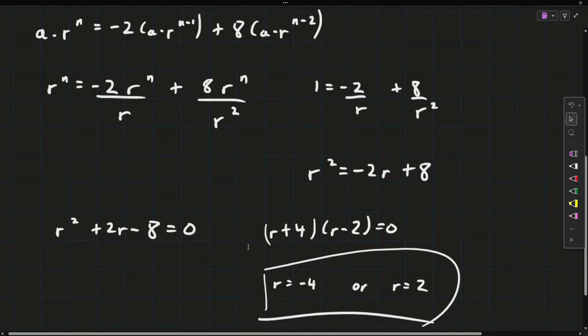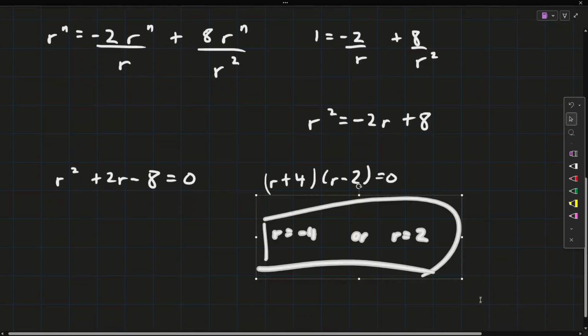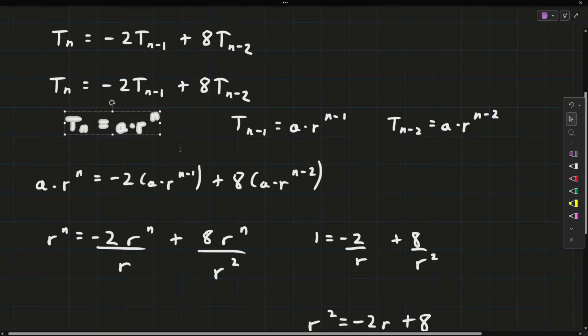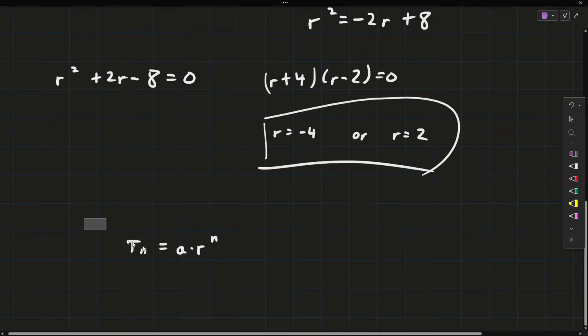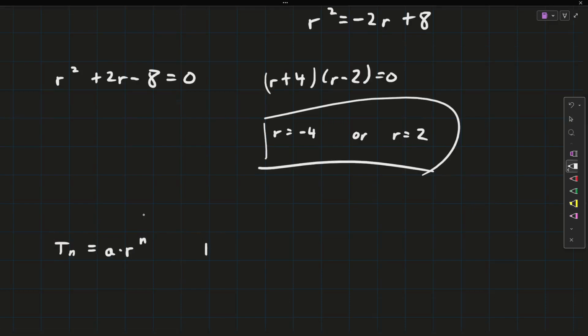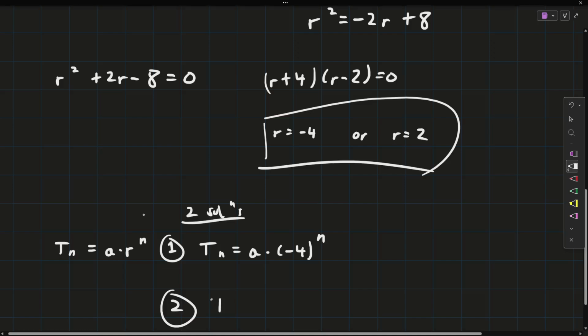So remember last time we got our solution by subbing in. This time we have two solutions. So our two solutions, if I take my Tn here, are going to be Tn equals a times minus 4 to the power of n. That's one solution. And our other possible solution is that t sub n is equal to a times 2 to the power of n.